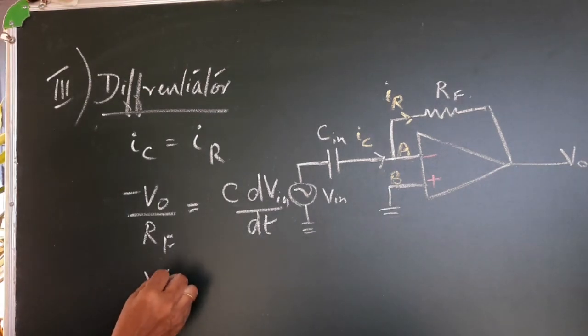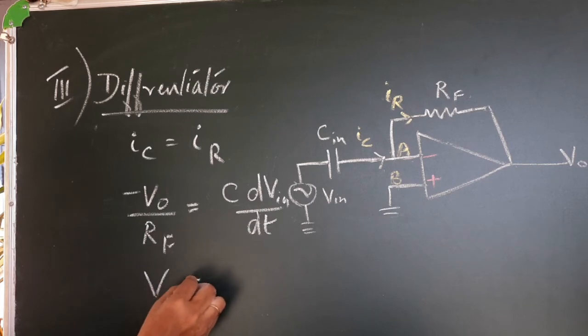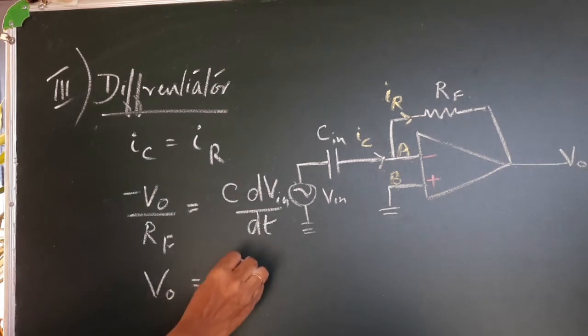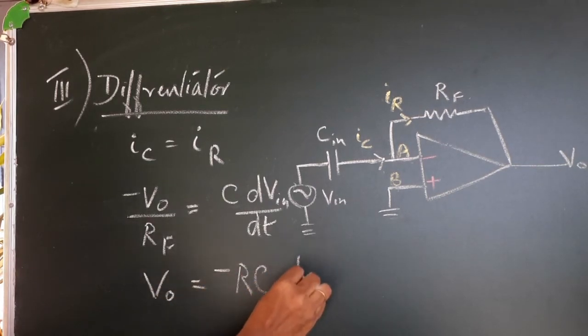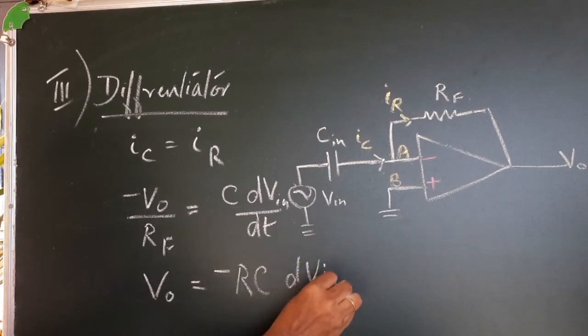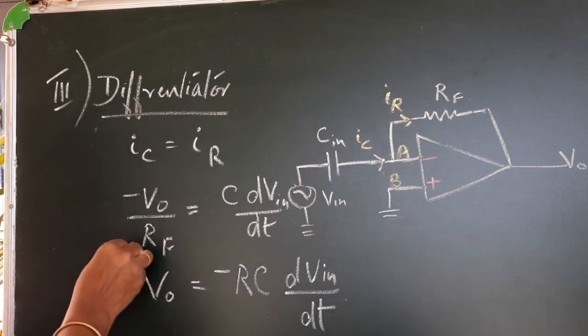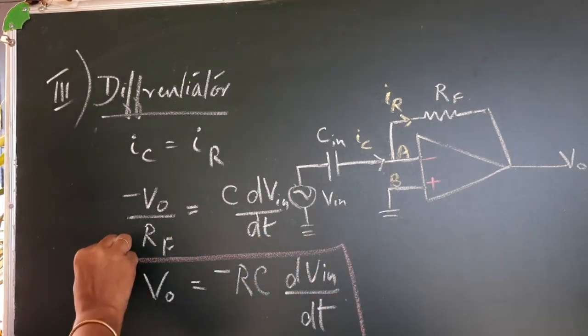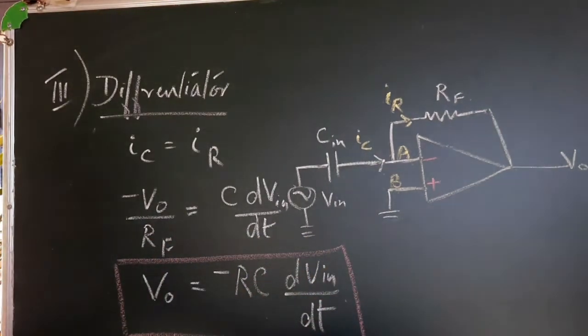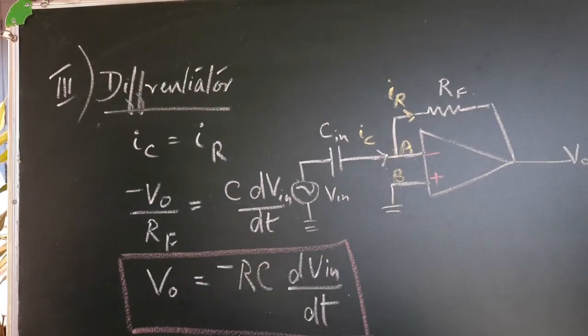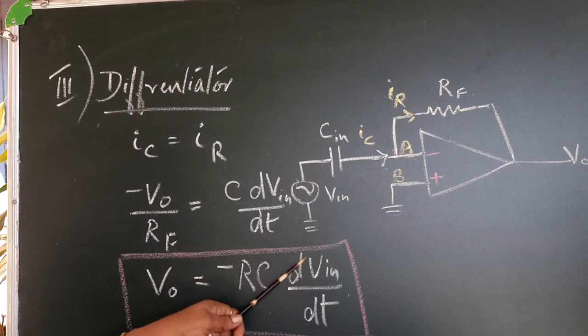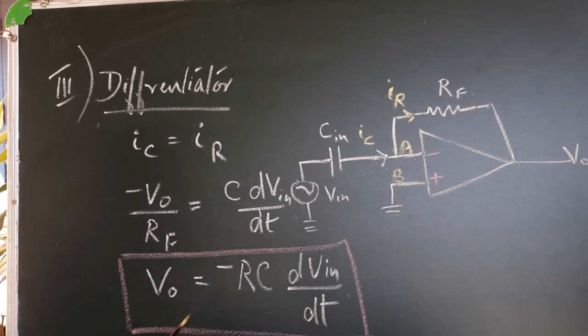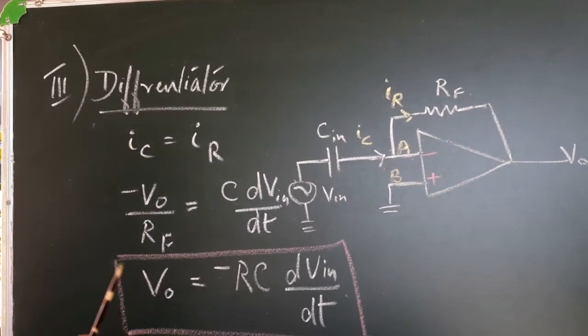So we will rearrange this equation to get V out. V out is equal to minus RC dV in by dt. So this is the final expression for the output of a differentiator. So the output voltage is proportional to the differential of the input voltage, and the scaling factor here is minus RC.